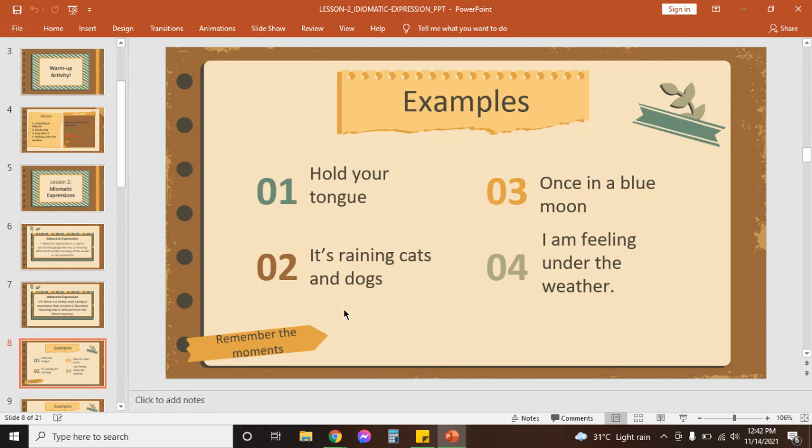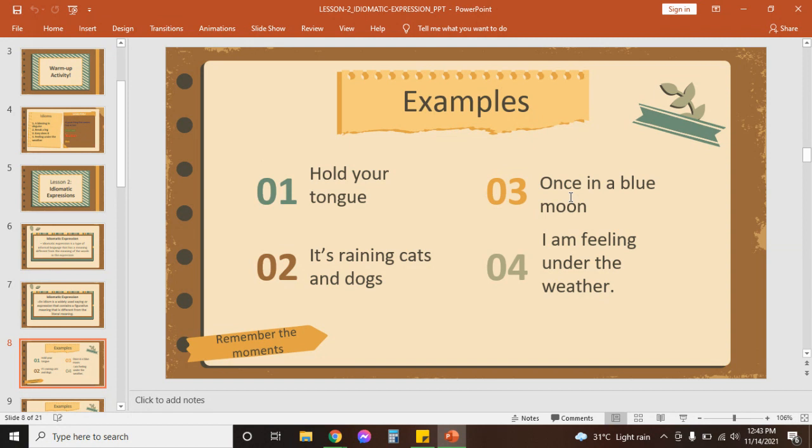Okay, let's proceed to number three. Once in a blue moon. What do you think is the meaning of once in a blue moon? You can use Bisaya language. Once in a blue moon is just rarely to happen. Yes, very good. Meaning to say, it's very rarely to happen. You can say once in a blue moon, for example.